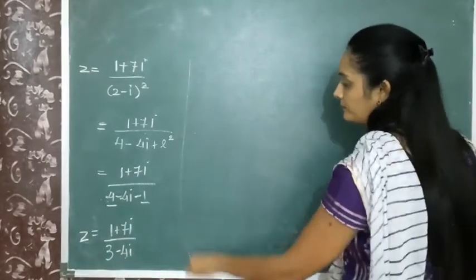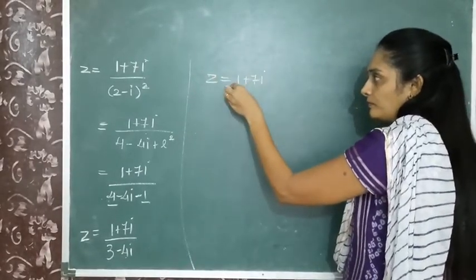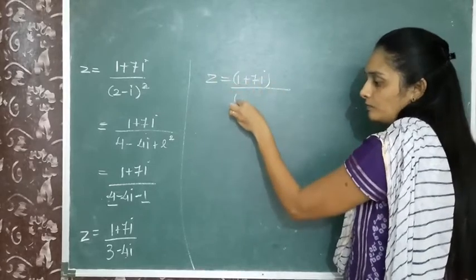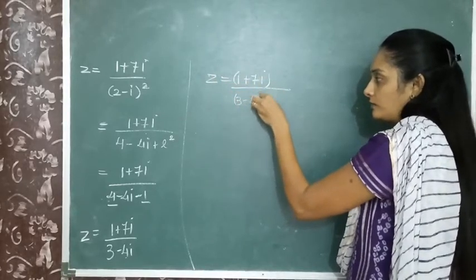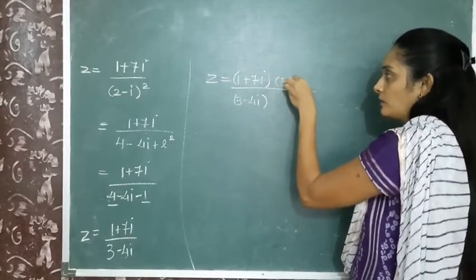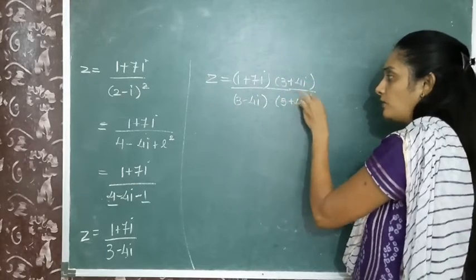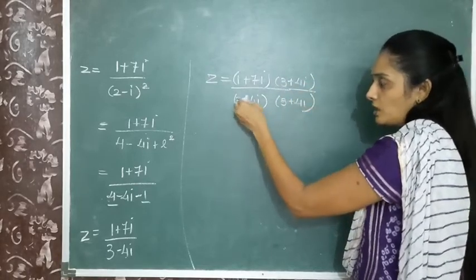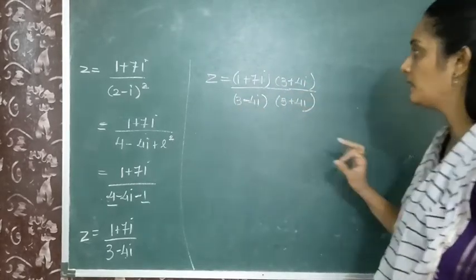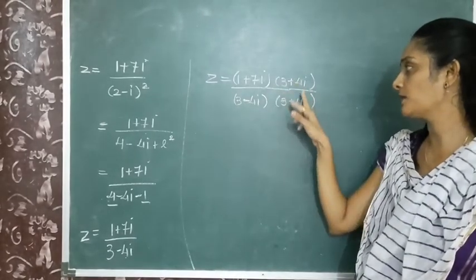Okay, and the conjugate of the denominator 3 minus 4i is 3 plus 4i. For the conjugate we have to change the sign of the imaginary part, and here the imaginary part is minus 4i, so I can take plus 4i.